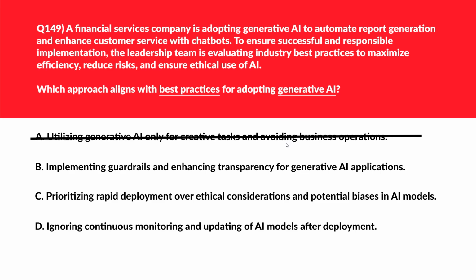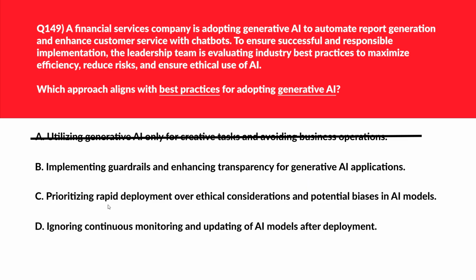Let's move to option B. B says implementing guardrails and enhancing transparency for generative AI applications. Establishing guardrails and ensuring transparency helps in managing risk, maintaining ethical standards, and improving trust in AI applications, which is crucial for responsible AI adoption. Let's park this. Let's move to option C.